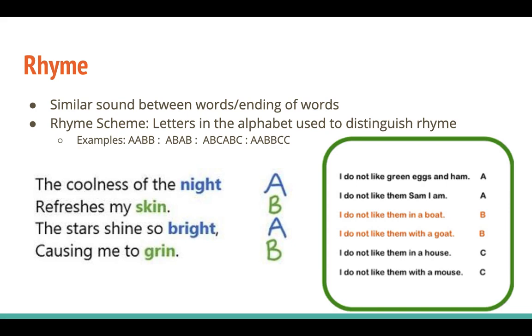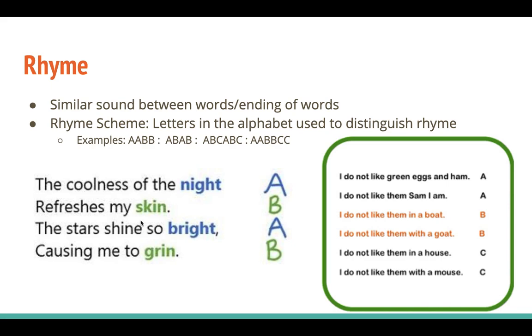So some examples: A, B, B, A; B, A, B, A; B, C, A, B, C; A, B, B, C, C. Now please know that these are not the only 4 examples in the world. You can have millions of examples of rhyme schemes. These are 4 examples just to show you what a rhyme scheme can look like.